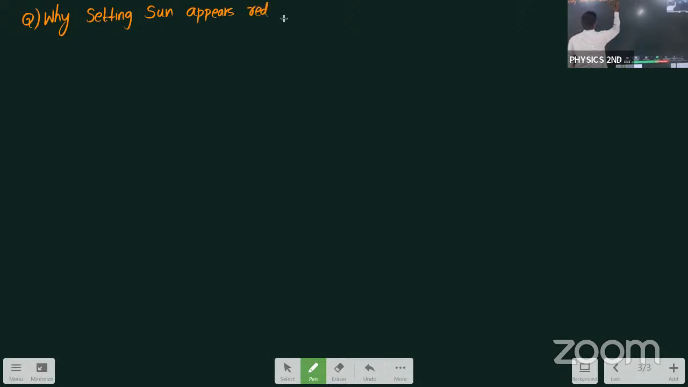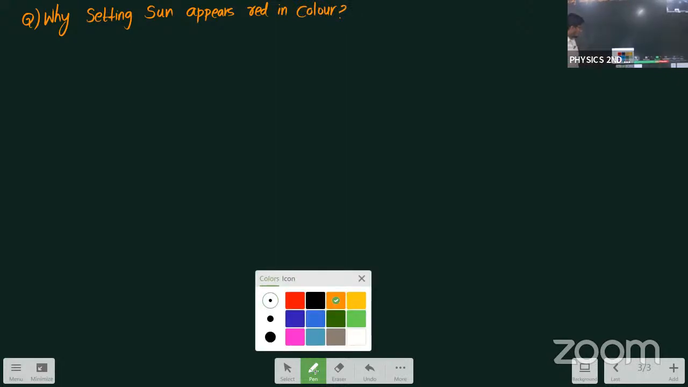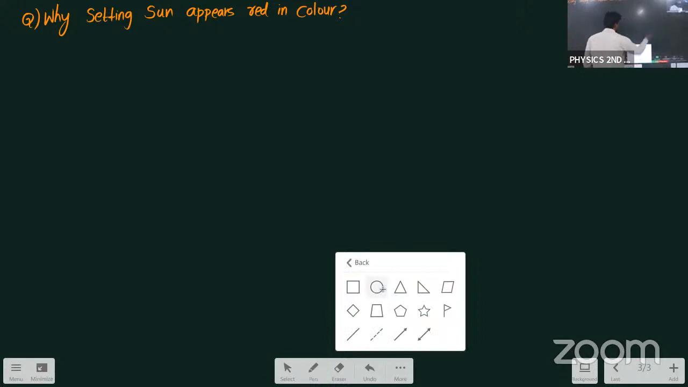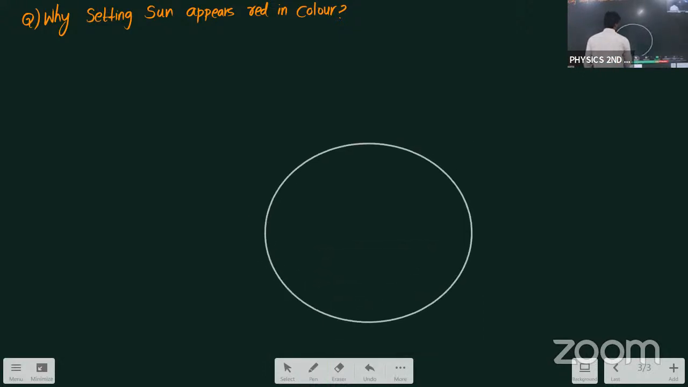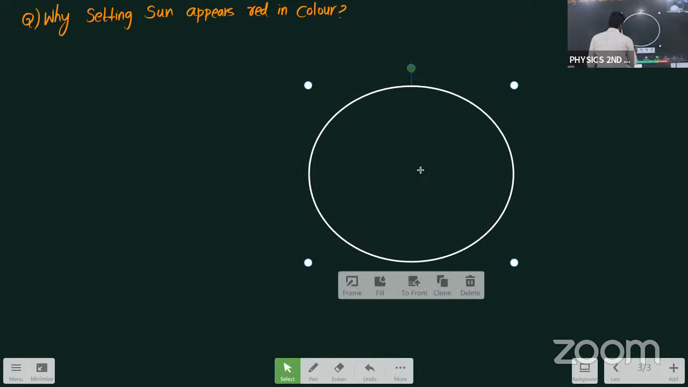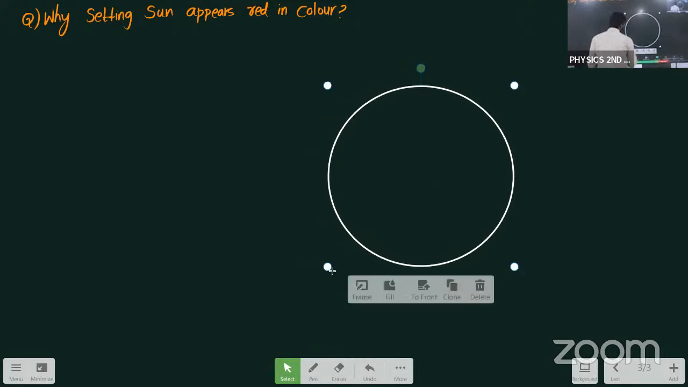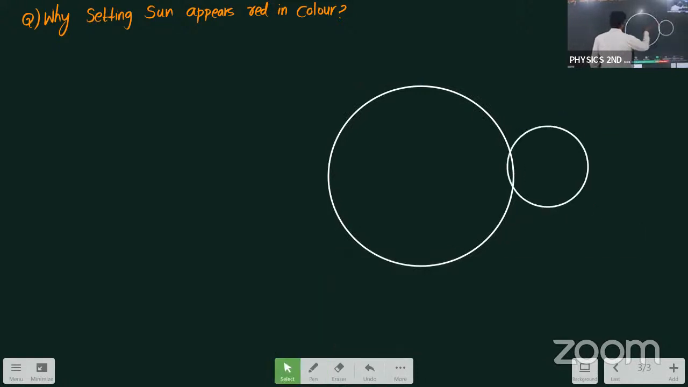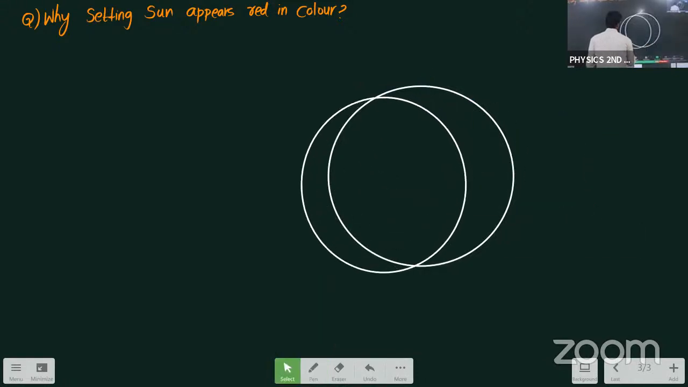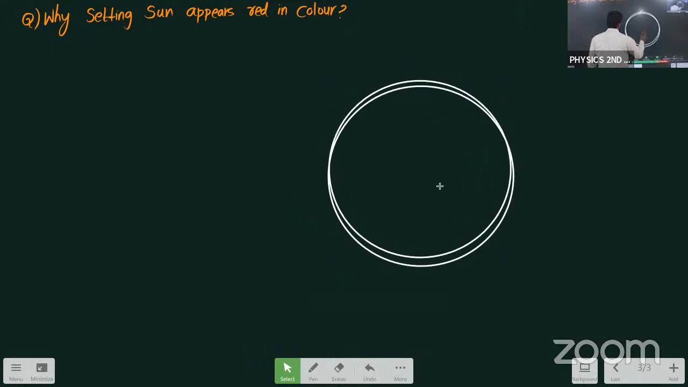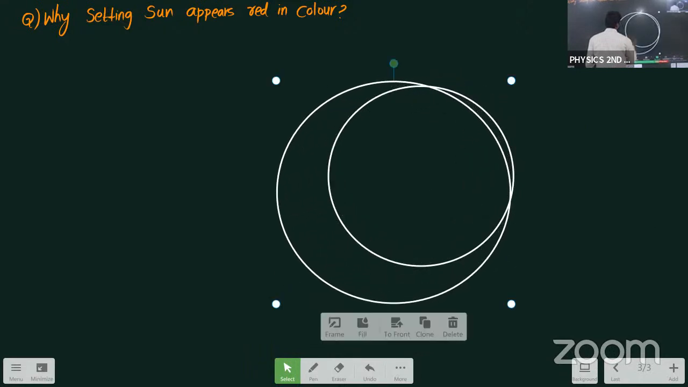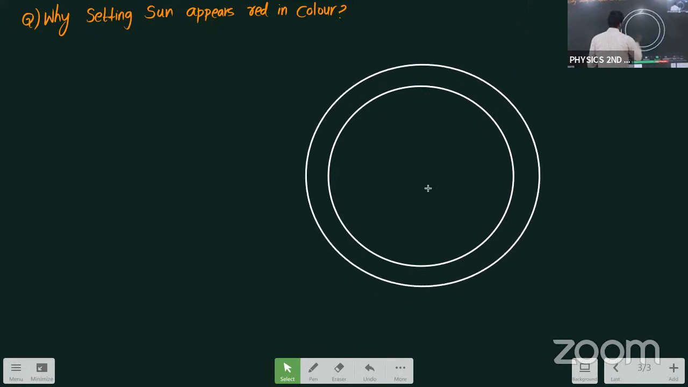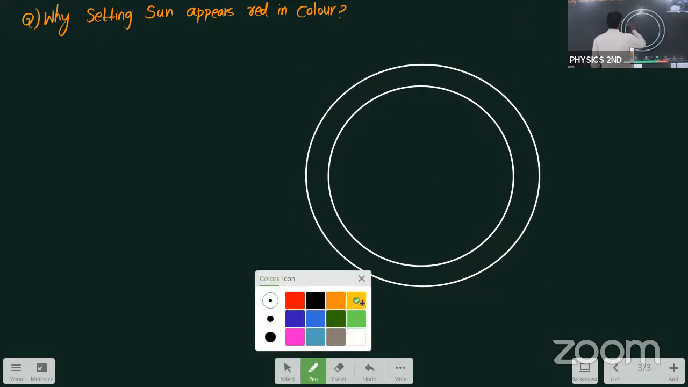So this is one basic small question which you have already studied in your lower classes. So I'll just try to explain this. See here. Let us assume this is our Earth. And we know that around the Earth, what will be there? Atmospheric layers will be there. So here we are having atmospheric layers.